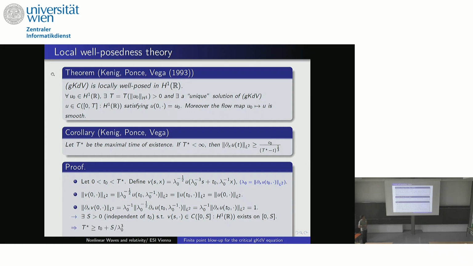Okay? And then if you look at your solution, what V actually is, is this guy here. You know that T star has to be larger than T0 plus this S over lambda 0 cube. But if you rewrite this, it gives you exactly our lower bound for the blow-up rate of the solution. Okay, so this is a very classical argument. It's just based on the scaling invariance, the local theory, and the conservation of the L2 norm.